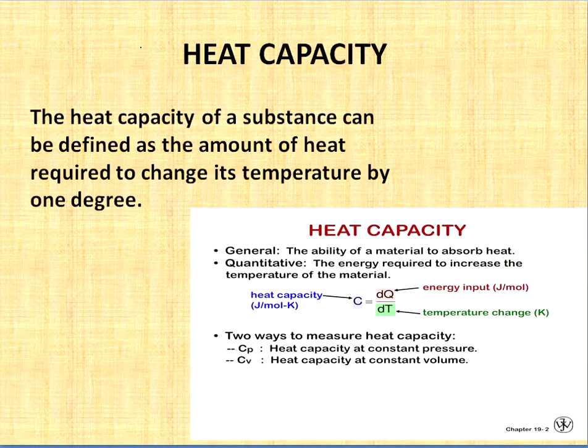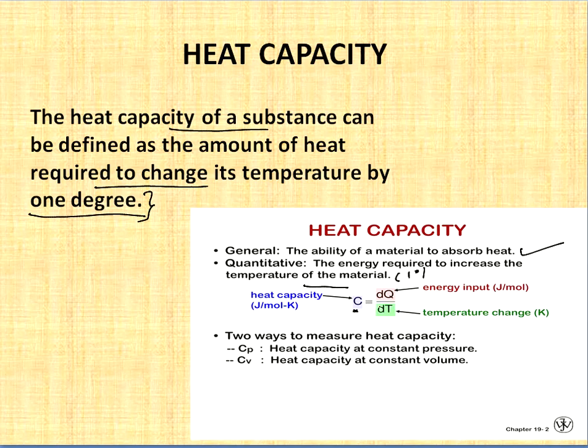First of all, what is heat capacity? You can say that if we have any substance and we have to increase its temperature by 1 degree, the heat required is known as heat capacity. The amount of heat a substance needs to change its temperature by 1 degree. Heat capacity is, in general, the ability of a material to absorb heat, and in quantity, we can say the energy required to increase the temperature of the material by 1 degree.